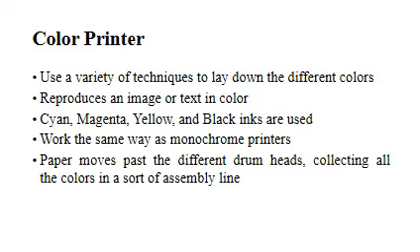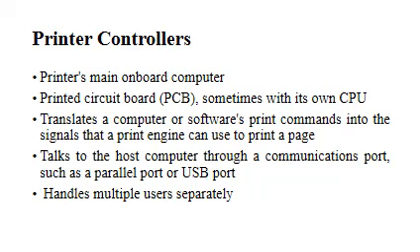Essentially, color printers work the same way as other printers except they go through the entire printing process four times. One pass is for cyan, magenta, yellow and black. The paper simply moves past the different drum heads, collecting all the colors in a sort of assembly line.